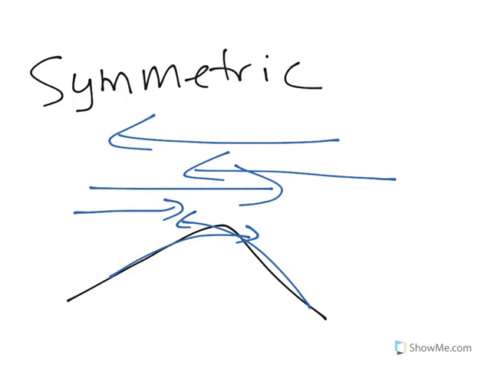Most of the time we see our symmetric ripple marks at beaches, as the tide goes in and goes back out. So hopefully that helps clarify what ripple marks are for you.